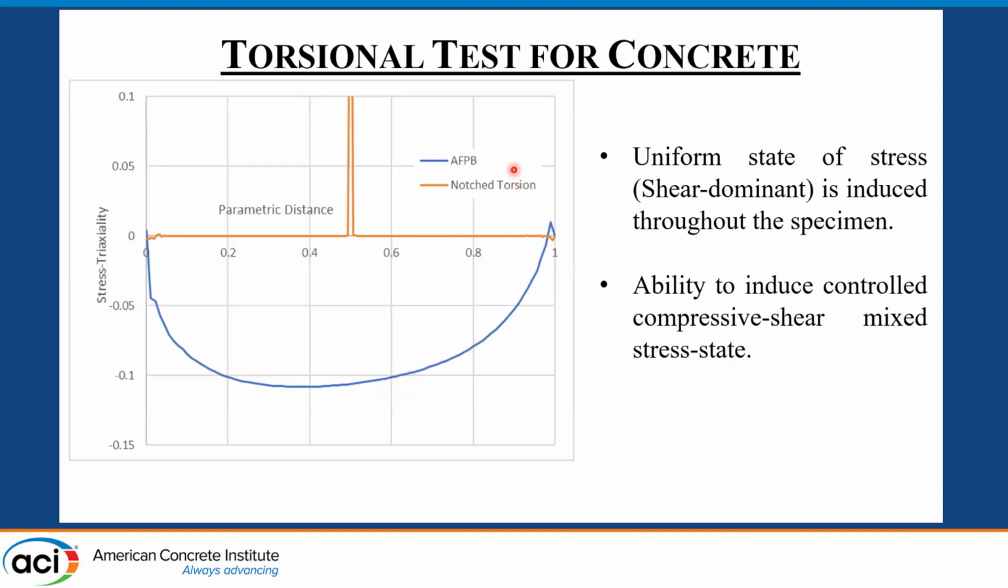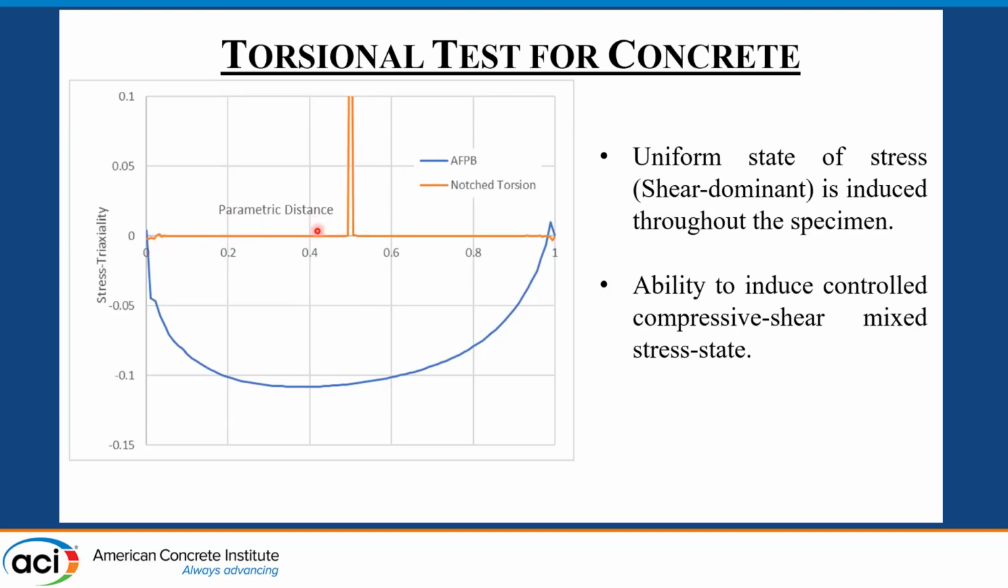Now, therefore, we come to torsion, because torsion is a really nice setup that once you put something in torsion, you get really uniform distribution of stress as well as stress state across the length as well as the test section. So the plot that you see here has on the x-axis the parametric distance. That is nothing but the section normalized to its length.